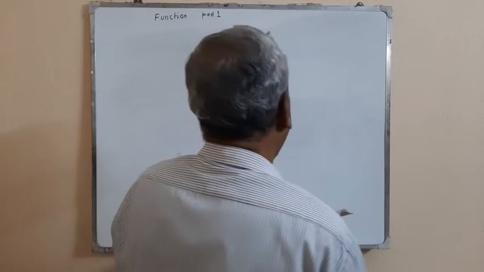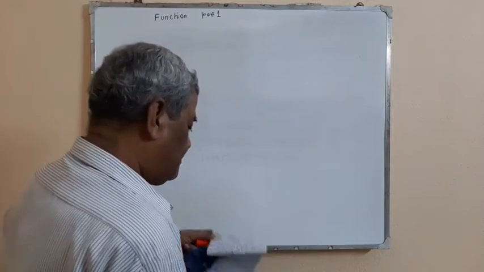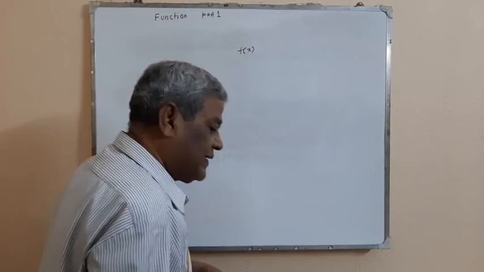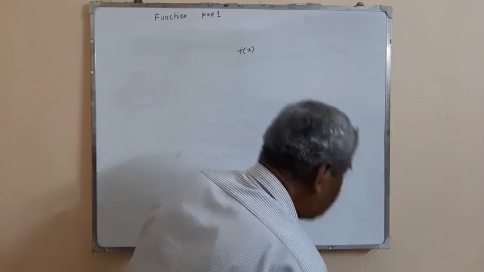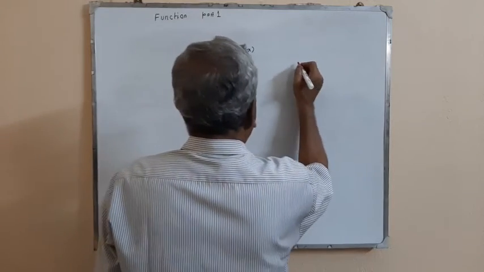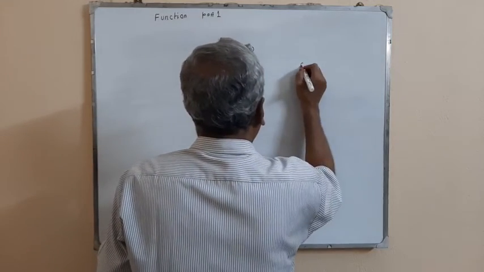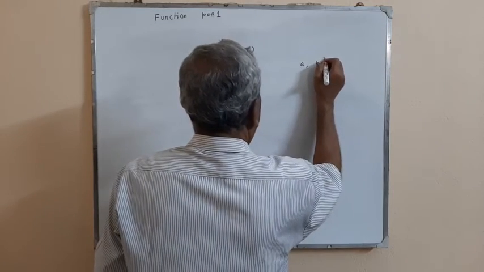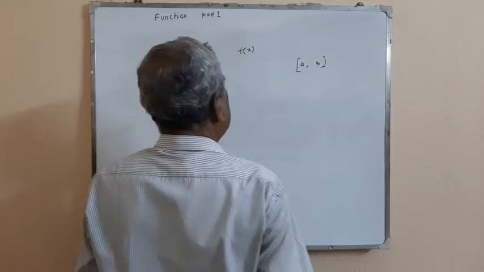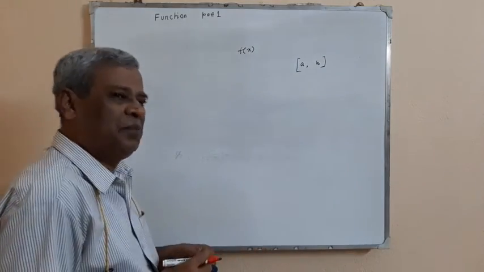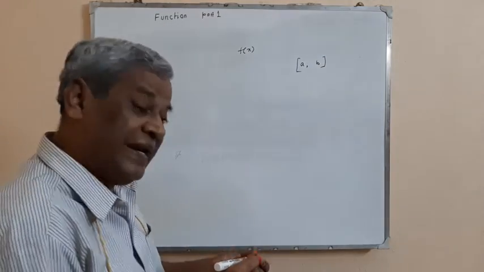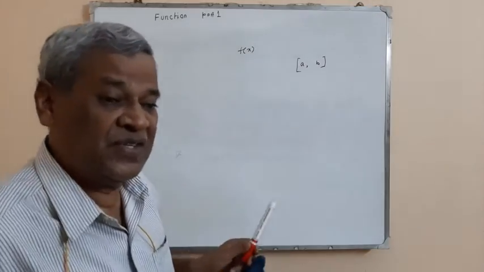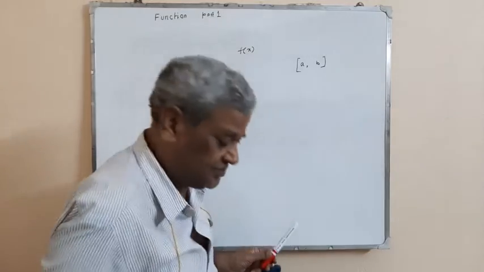Range of a function. Suppose f(x) is a function and within its domain, if the least value of the function is a and the greatest value of the function is b, then this is the range of the function. It means the range where the functional value lies between this and that.